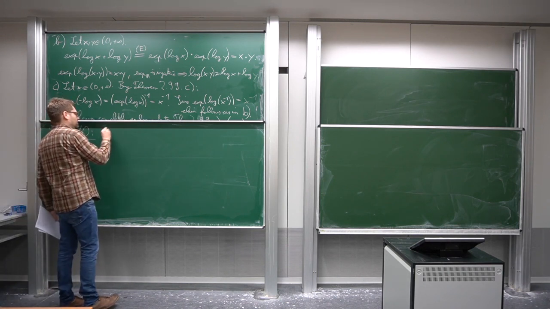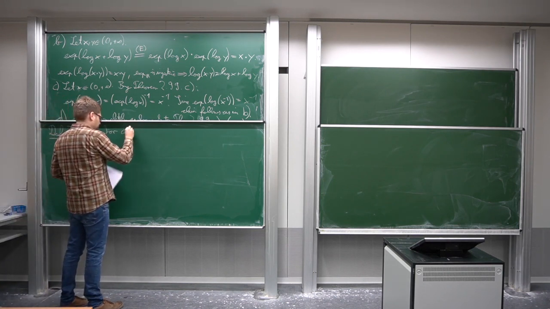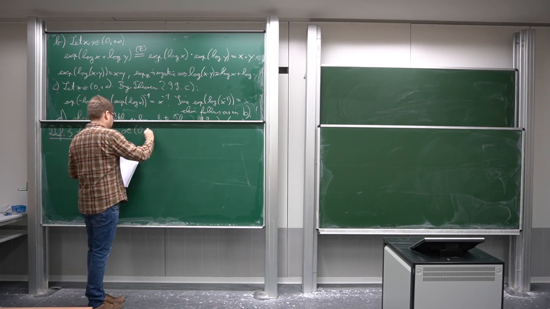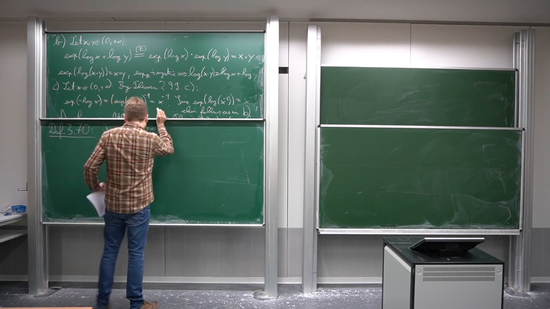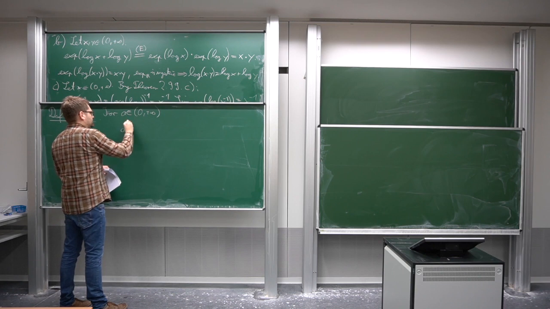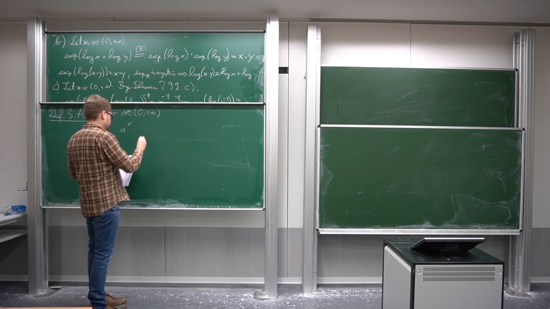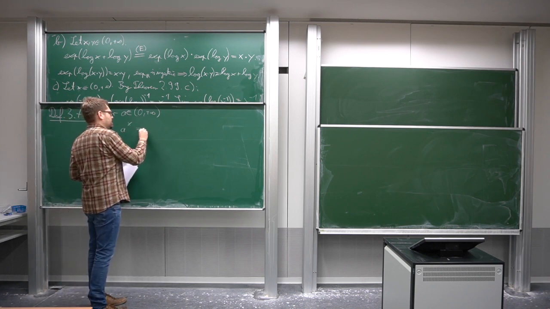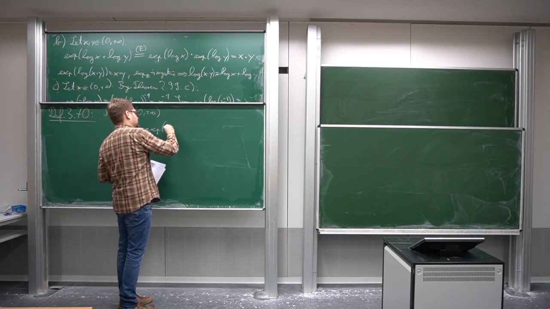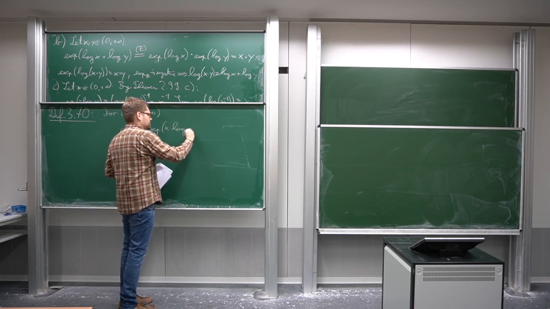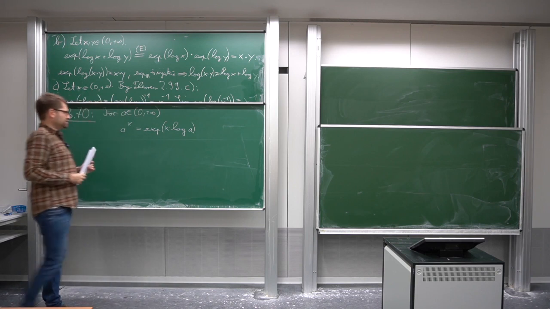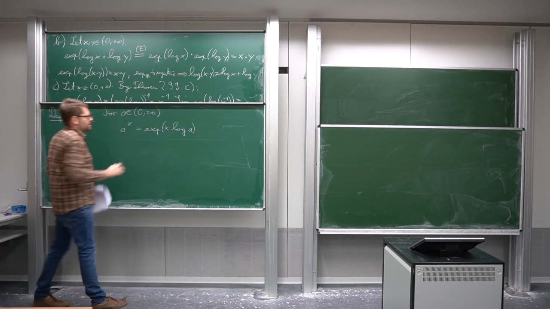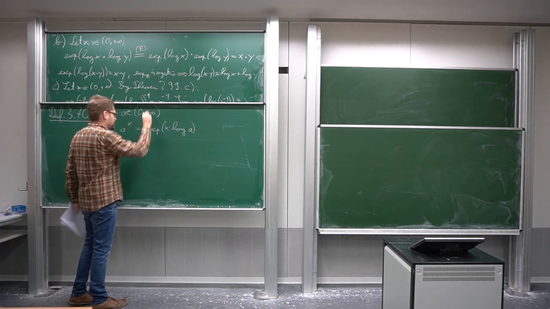For a in 0 to plus infinity and some rational exponent, we've seen that a to the power of x is the same as e to the power of x times log a. That was part D that I just did. So this was the case for all rational exponents x.